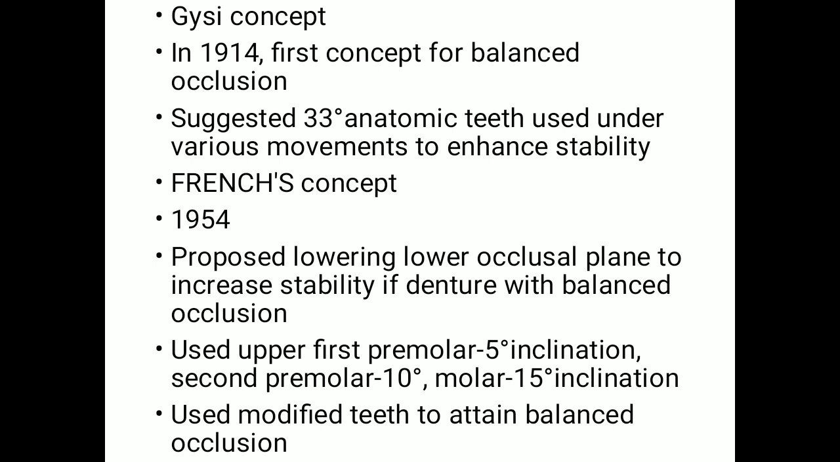Then the next concept is the French concept. It was discovered in 1954. Mainly the concept proposes lowering the lower occlusal plane to increase the stability of dentures with balanced occlusion. Here the upper first premolar is used at 5-degree inclination, second premolar at 10-degree and molar at 15-degree. The inclination always increases along the dentition, from first premolar to second premolar and molar. The French concept uses modified anatomic teeth to attain the balanced occlusion.